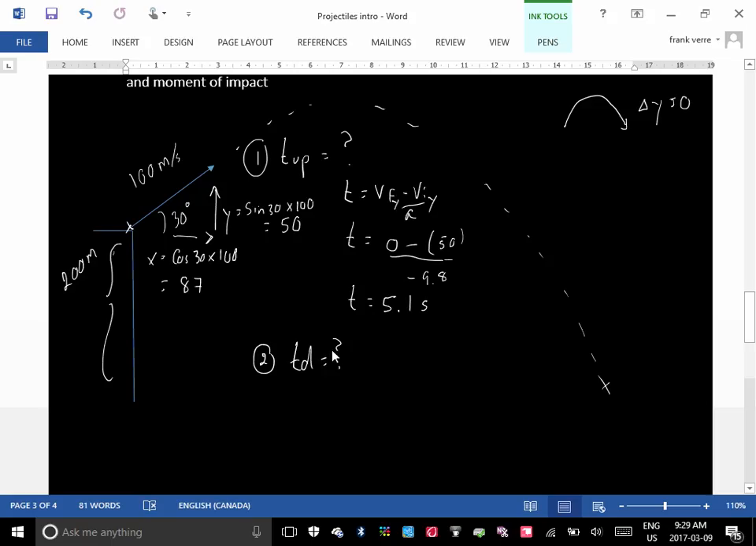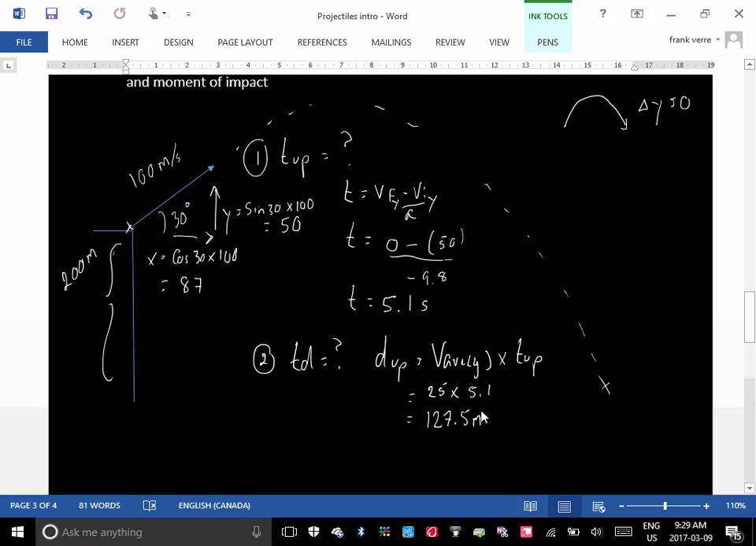So the time to go down, well, we've got to figure out the distance we went up. Then we can figure out the time to go down. So let's start with that. What's that distance up? Well, it would be the average velocity in the y direction times the time to go up. Now, the average velocity in the y direction starts at 50, goes to 0. So the average between 50 and 0 is 25. And then the time to go up was 5.1. So that should be, I believe, 127.5 meters.